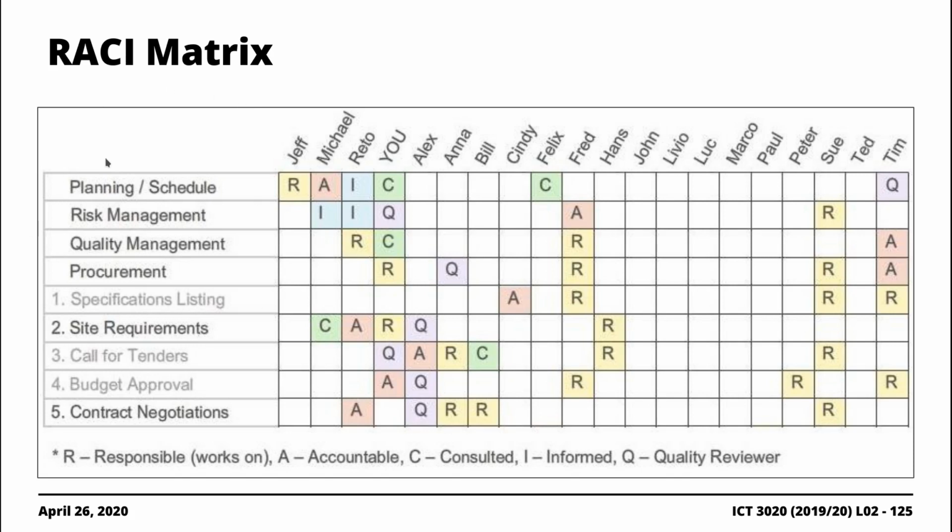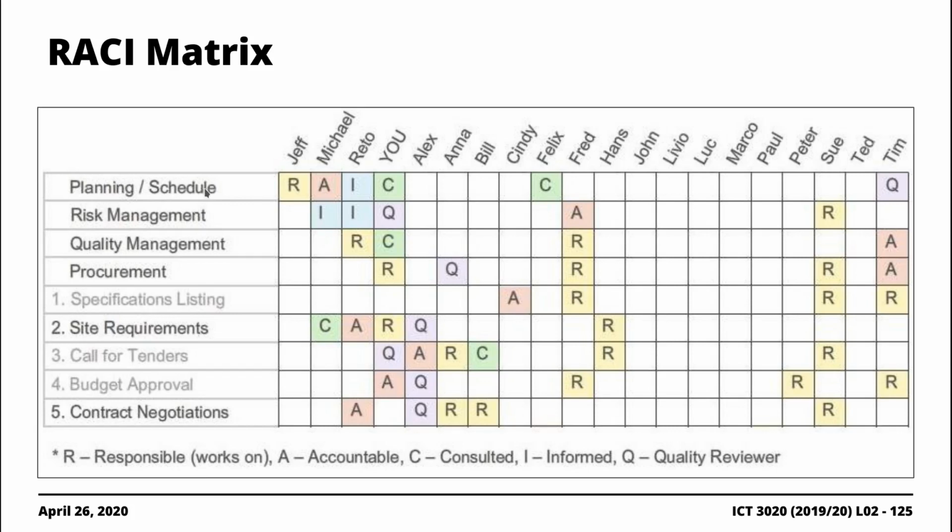So the idea is you identify the different activities associated with your project, and then amongst your different group team members, you will indicate for each activity who is responsible, who is going to be accountable, who is going to be informed, who can be consulted, right? So if you look at risk management activity, we see that the people that are informed are Michael and Rito, right?